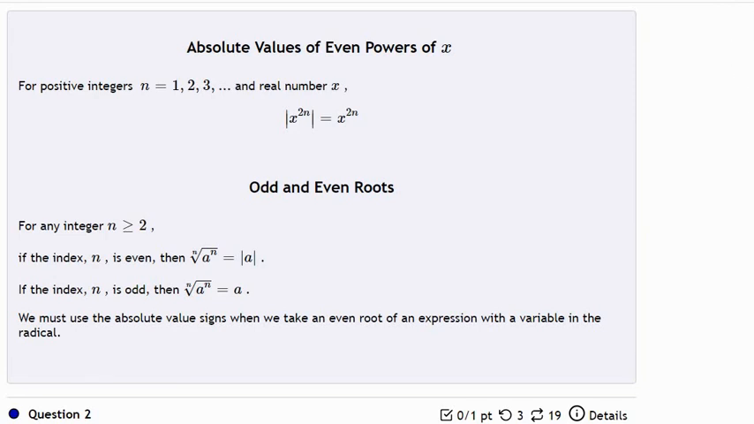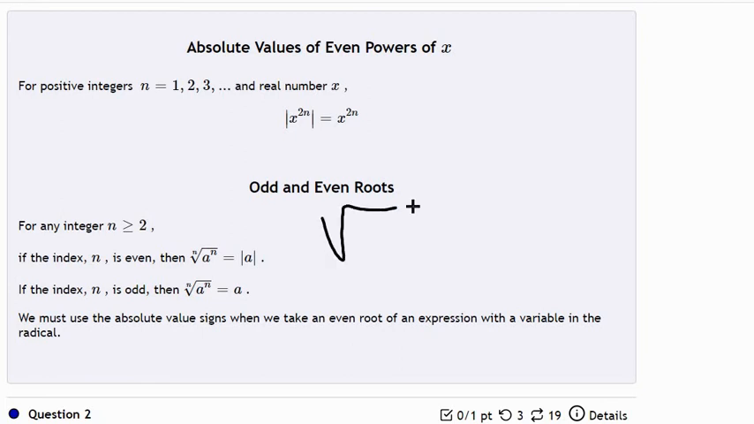odd and even roots. For any integer n greater than or equal to 2, if the index n is even, so that means we're taking an even root, right? Then the nth root of a to the n is equal to the absolute value of a. So what does that mean? That means that if I have the third root, oh, well, 3 isn't even. We're talking about even ones first, right? 3 is an odd number, obviously. So let's do an even number.